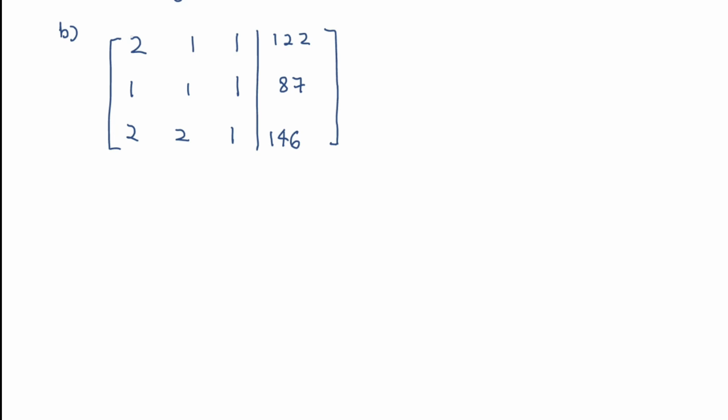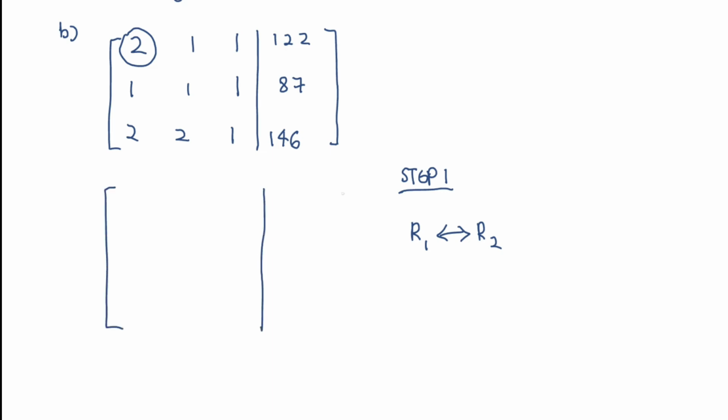So firstly, the leading diagonal here, you want to obtain it into 1. So the first step, since row 2 is 1 already, we just apply the interchanging of rows. Carefully, to prevent carelessness, you will get 1, 1, 1, 87. 2, 1, 1, 122. 2, 2, 1, 146. Understand?